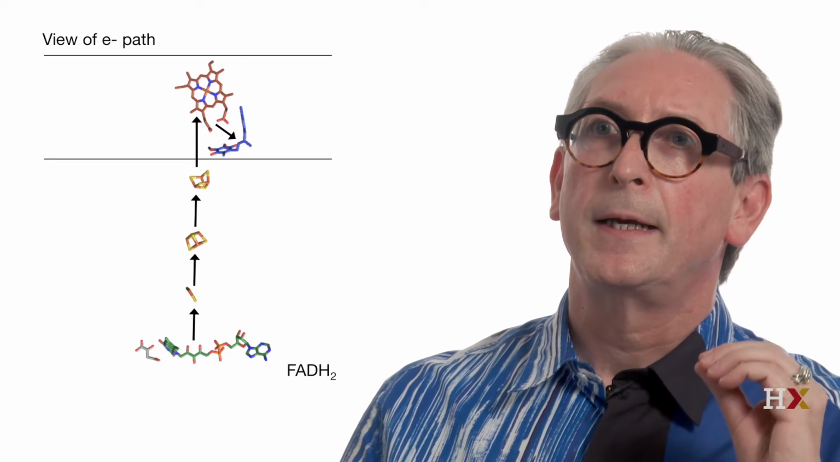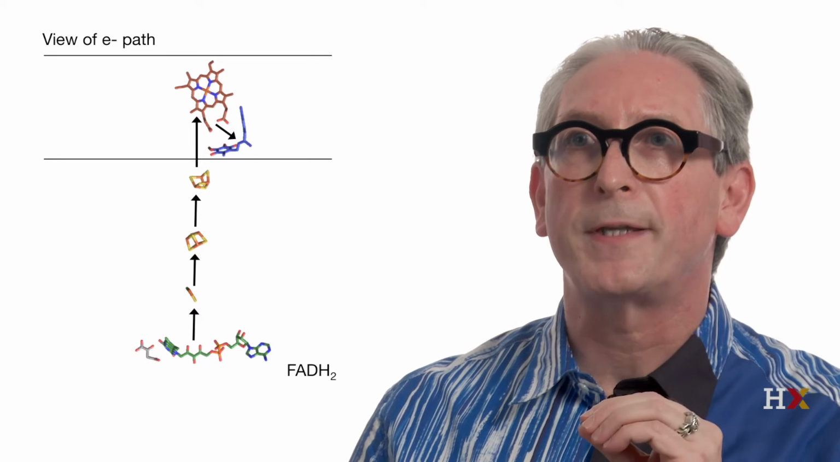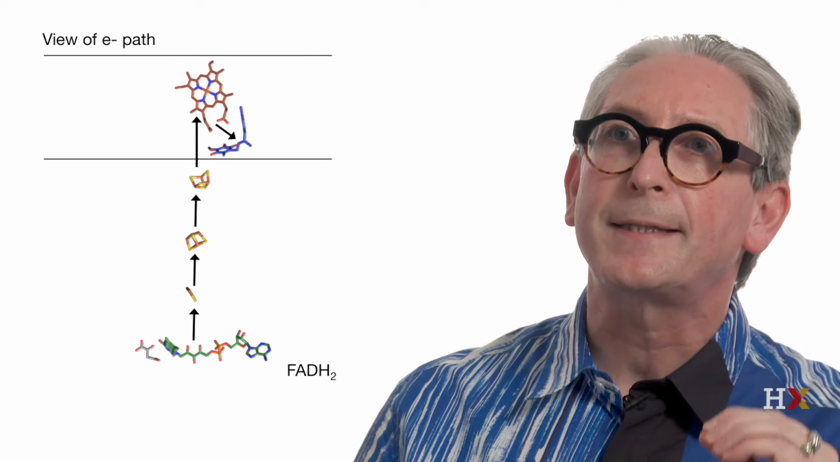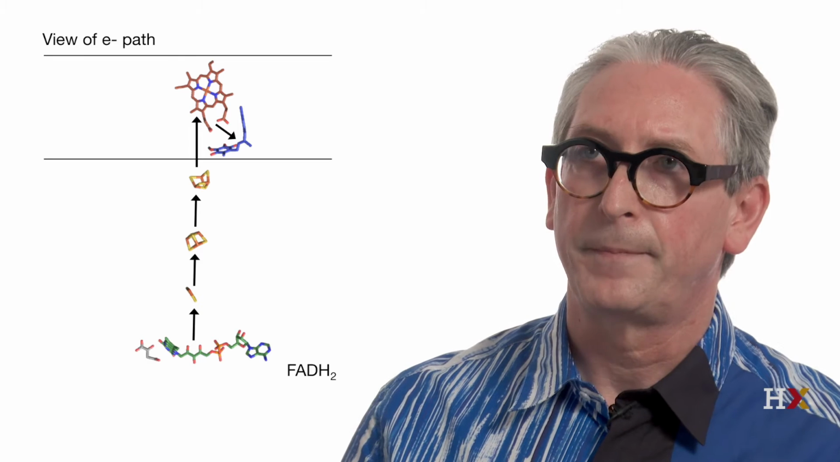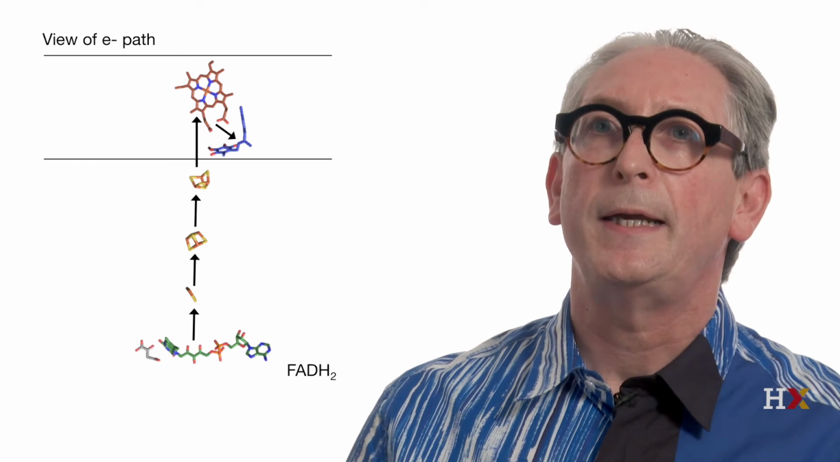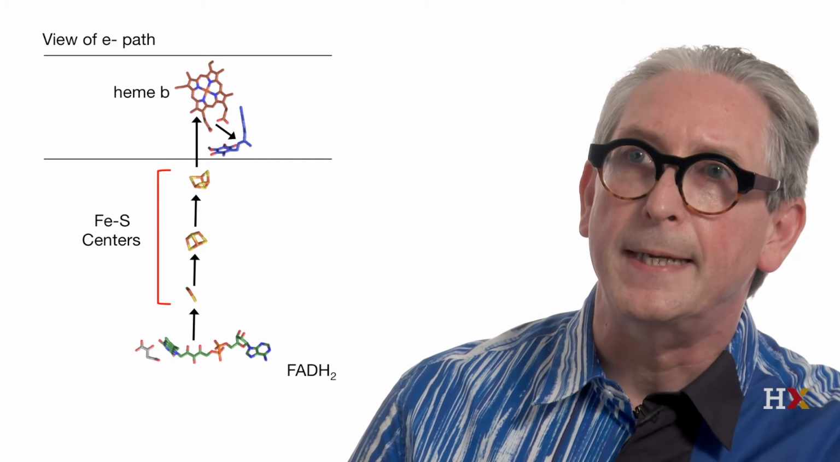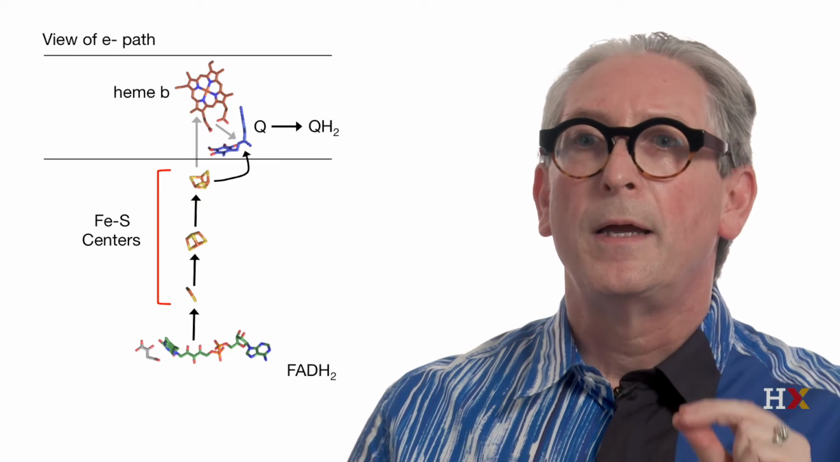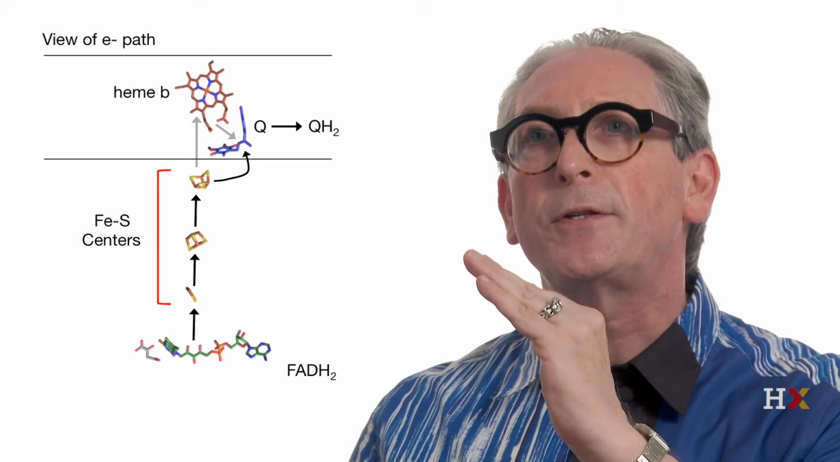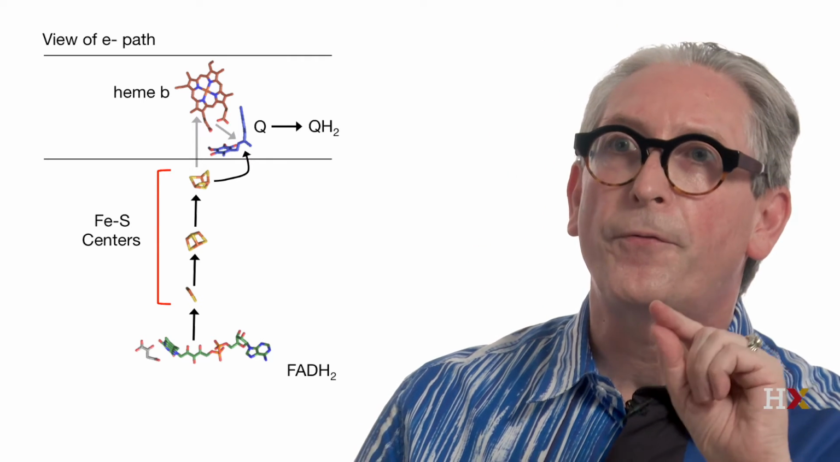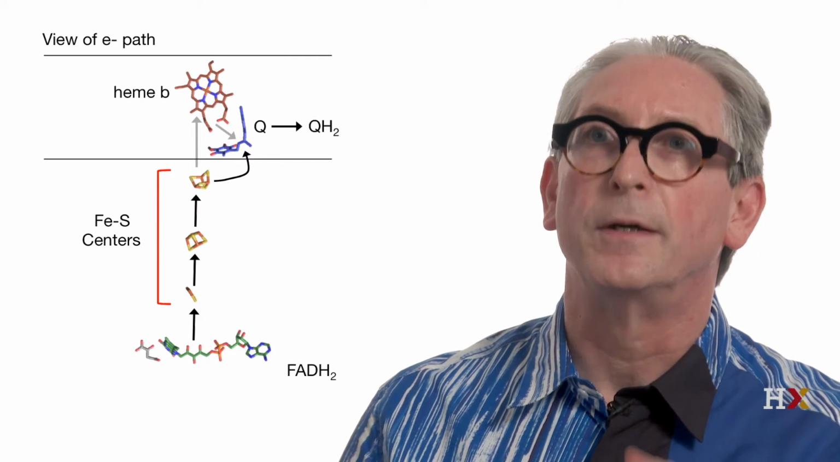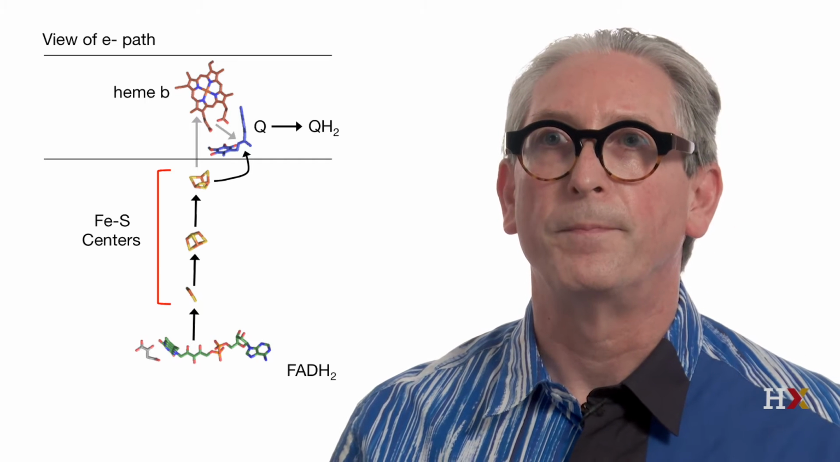In fact, the proximity of coenzyme Q to the last iron-sulfur center and the difference in standard reduction potential of coenzyme Q and the heme B favors a direct transfer of electrons from the last iron center to coenzyme Q.